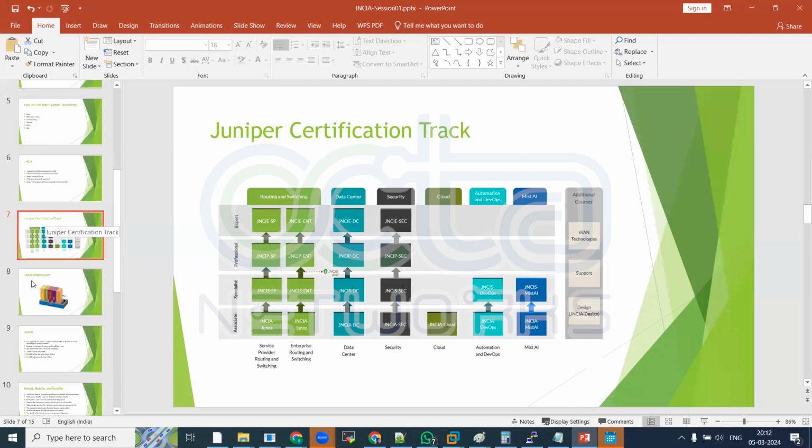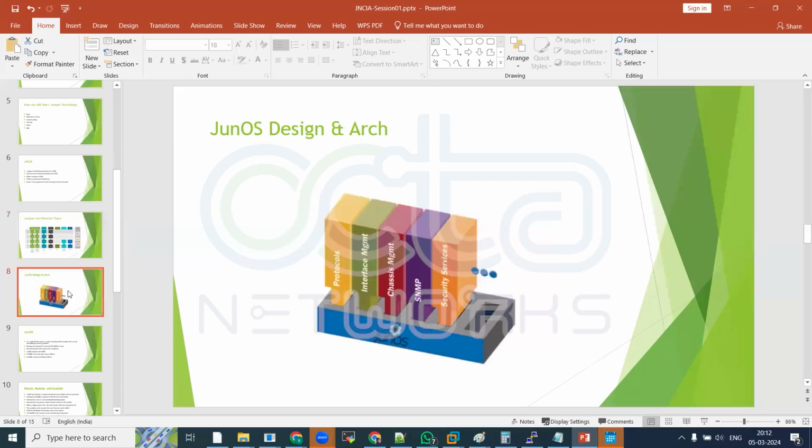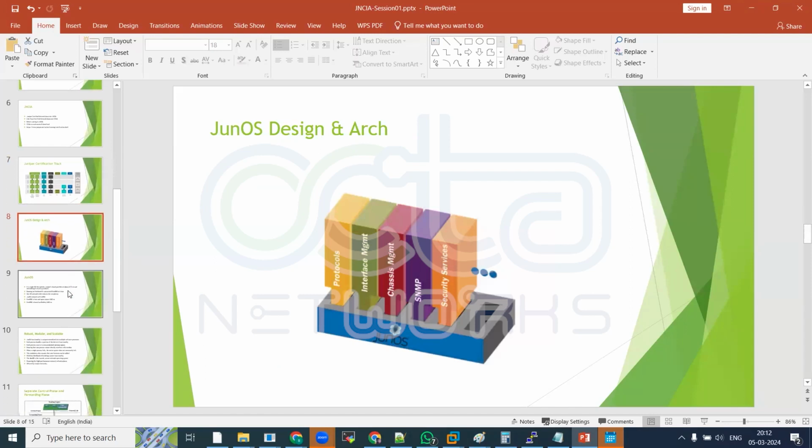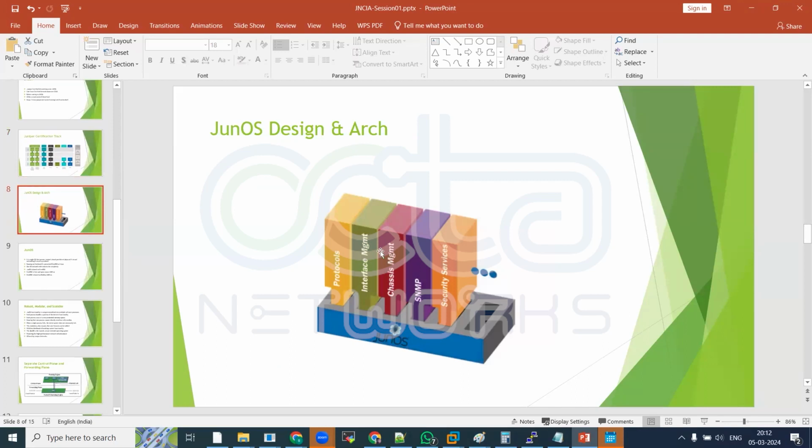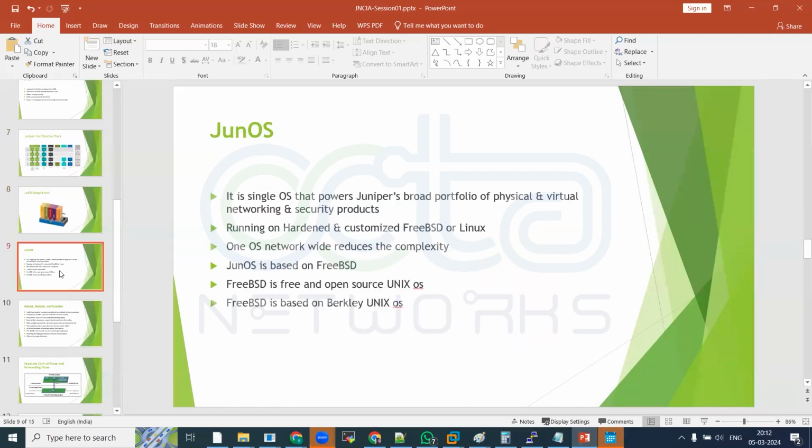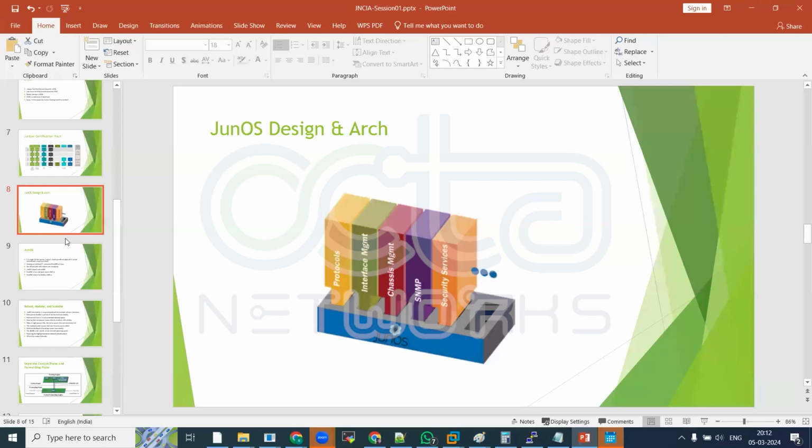Okay, let me quickly go through the subject that we are going to cover in tomorrow's session. We'll talk about the Junos OS architecture and how it is structured, and how this operating system works. If you compare it with Cisco, what we have in the Cisco world, there we have Cisco IOS, Internetwork Operating System. Likewise, here we have Junos OS.